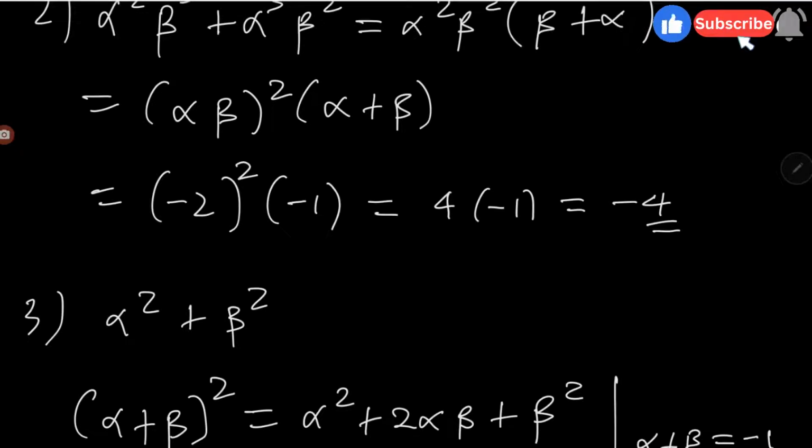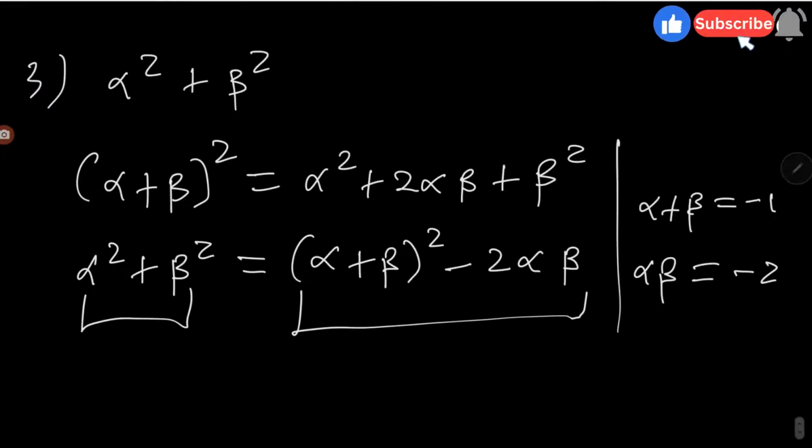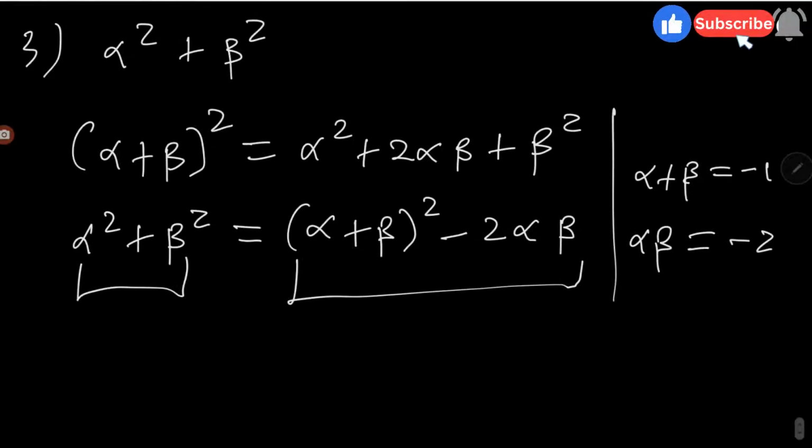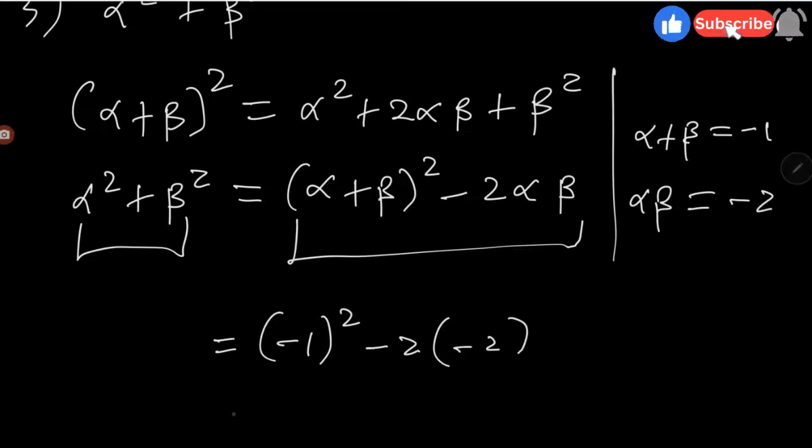That is alpha plus beta, and alpha beta is -2. So from there I can say this will be equal to alpha plus beta is -1. I'm squaring that, minus 2 times alpha beta, which is -2, and this will be 1 plus 4, which will give me a 5.